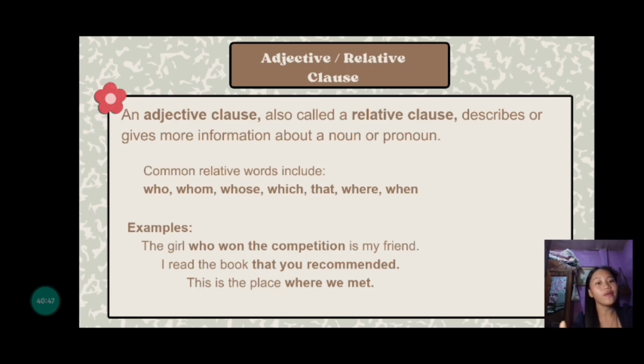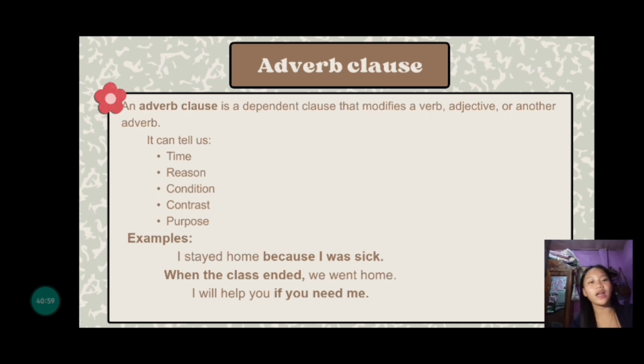So you have to remember that the adjective clause describes a noun or a pronoun, as I said earlier. For the next one, an adverb clause is a dependent clause that modifies a verb, adjective, or another adverb. It can tell us time, reason, condition, contrast, purpose. I stayed home because I was sick. Do you get it? The words because I was sick explain the reason why I stayed home. So, that is the adverb clause.